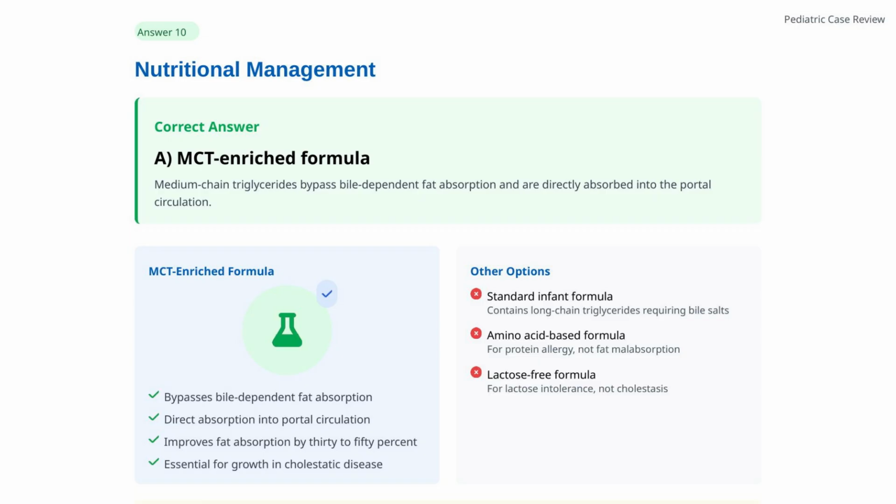Standard infant formula contains long-chain triglycerides that require bile salts for absorption, which is impaired in cholestasis. Amino acid-based formulas are designed for protein allergy, not fat malabsorption. Lactose-free formulas address lactose intolerance, which is not the primary issue in Alagille syndrome. Fat-soluble vitamins A, D, E, K should be supplemented at 2 to 4 times the normal dosage, with regular monitoring of serum levels to prevent deficiency or toxicity.